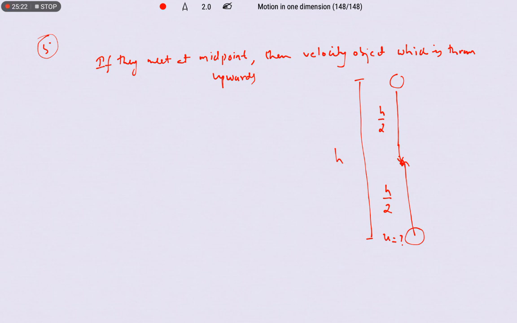Now h1 we can write. This I am taking as h1 and this is h2. So h1 is equal to, for the freely falling body, we can write half g t square.